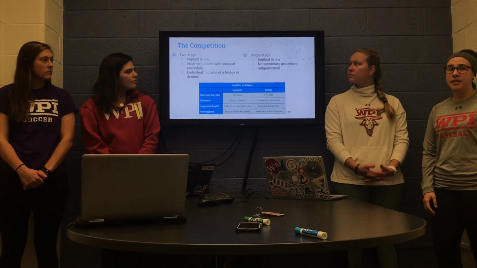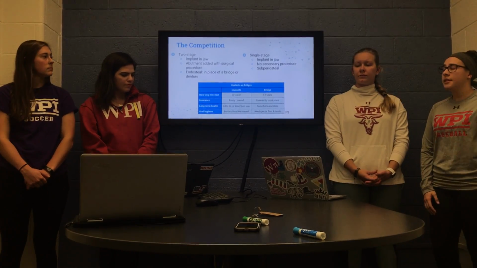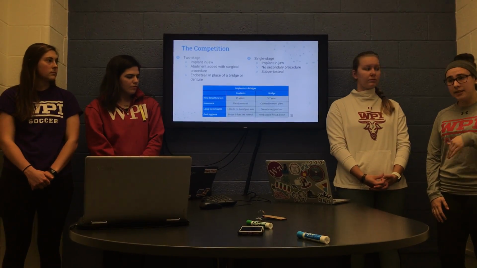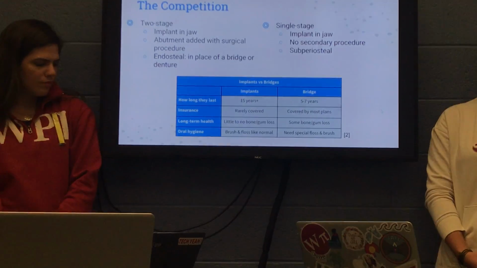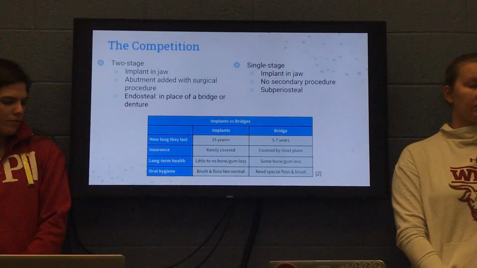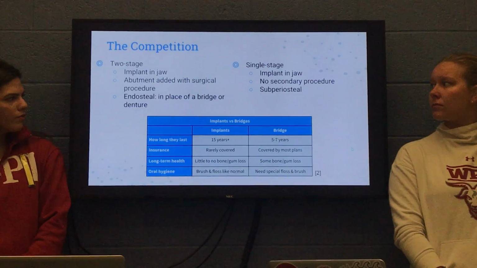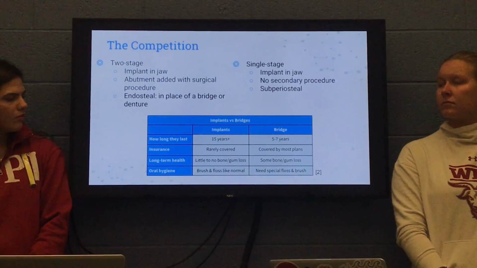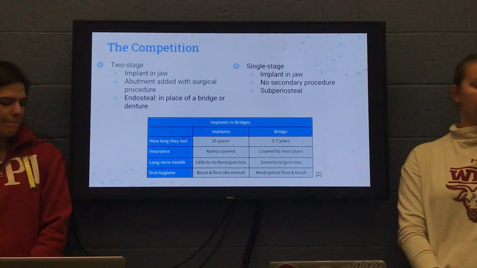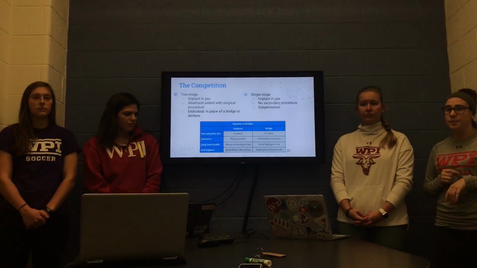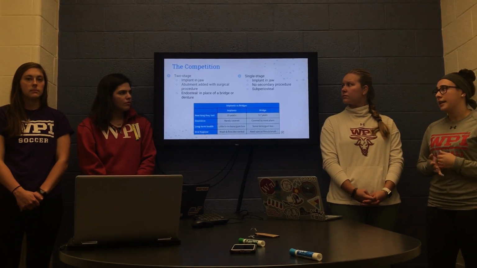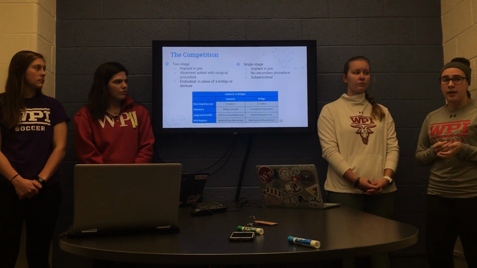So currently there are 2 types of implants on the market: a 2-stage implant where it's implanted into the jaw, and then the abutment is implanted in a second surgical procedure, and this is endosteal in place of a bridge or a denture. And then the single-stage implant requires 1 procedure where the implant is implanted into the jaw and a space is left for the abutment, so no secondary procedure is needed, and it's subperiosteal.